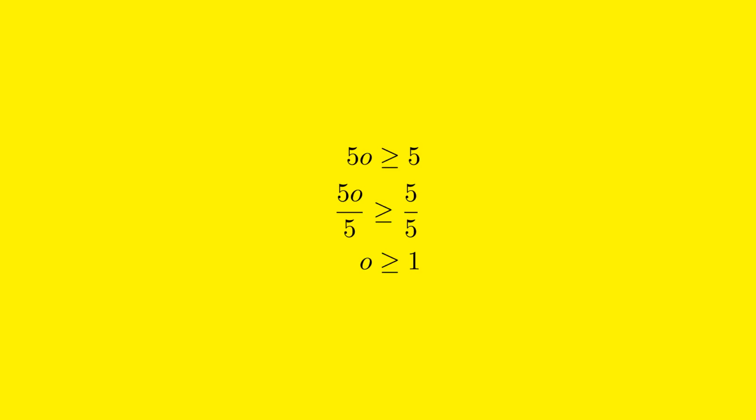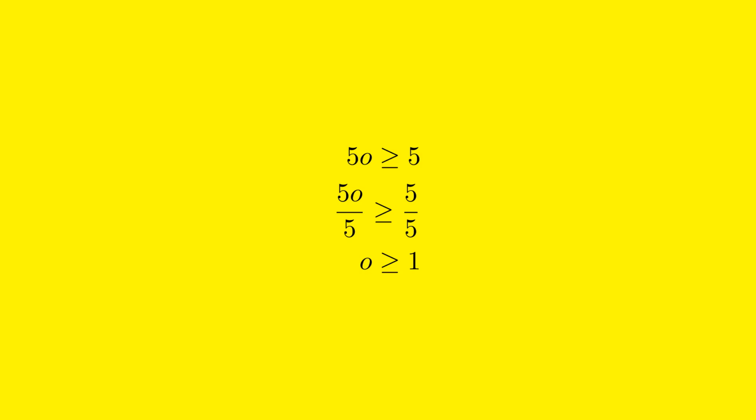Next, we need to further isolate the variable 5o by getting rid of the coefficient attached to it. The coefficient here is 5. To isolate o, we will divide both sides of the inequality by 5. This step is necessary because our goal is to find the value of o in its simplest form, and dividing by 5 will achieve that. On the left side, we have 5o divided by 5, which simplifies to just o. On the right side, we have 5 divided by 5, which simplifies to 1. So, the inequality is now simplified to o is greater than or equal to 1.